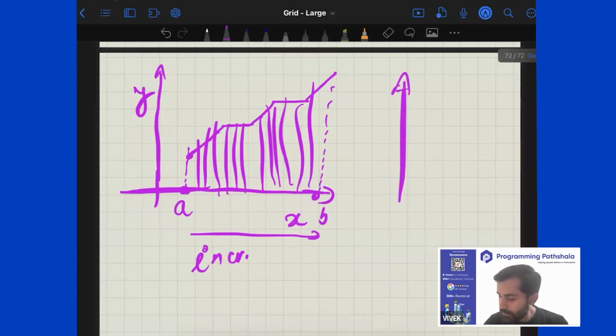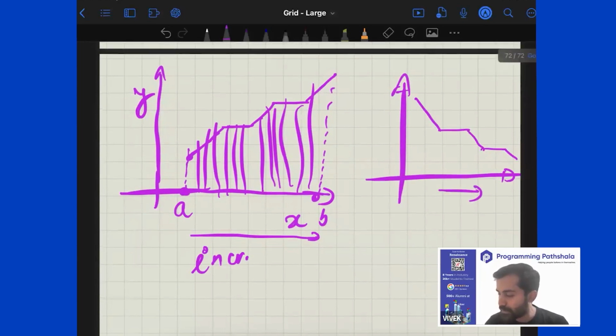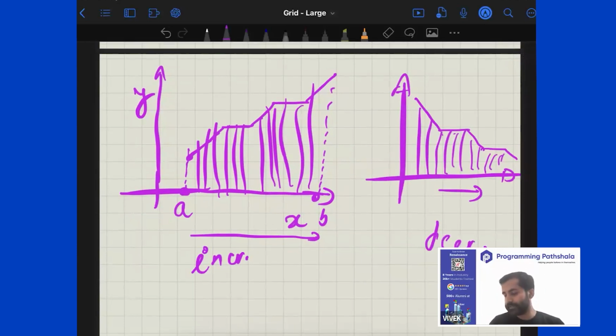Similarly, what kind of function do you think this is? This is a monotonically decreasing function, because as you move rightwards, you will see that the values are decreasing. Certain times they are the same, but that's all right. So this is a monotonically increasing function, and this is a monotonically decreasing function.